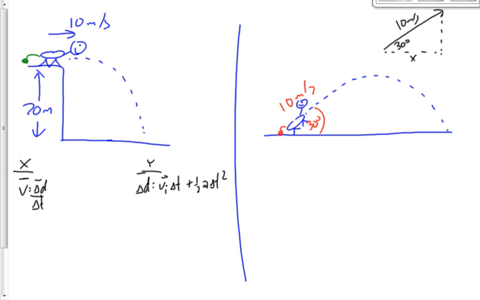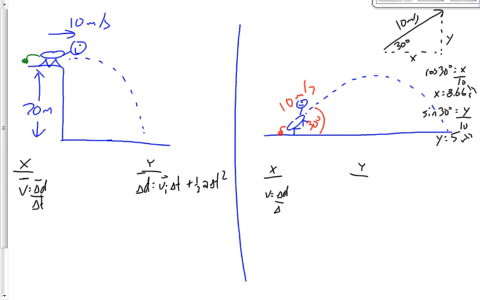x and y. We're going to say cosine 30 degrees is equal to x over 10. X is 8.66. And we'll say sine 30 degrees is equal to y over 10. Y is equal to 5. So I've got rid of my funny angle by using some trigonometry. Now I'm going to go to the exact same places I went to for the last question, x and y components. V equals delta D over delta T. D is equal to VIT plus 1 half AT squared.